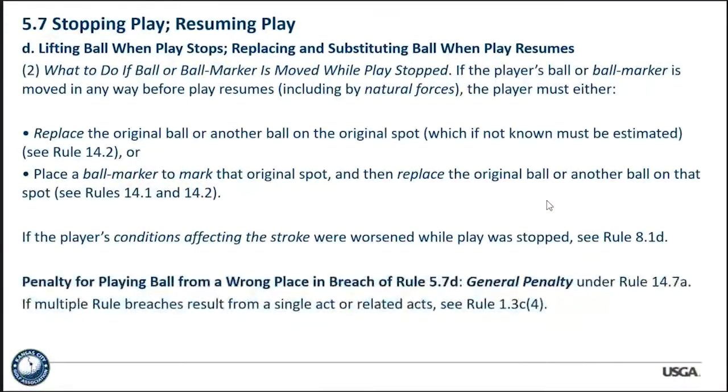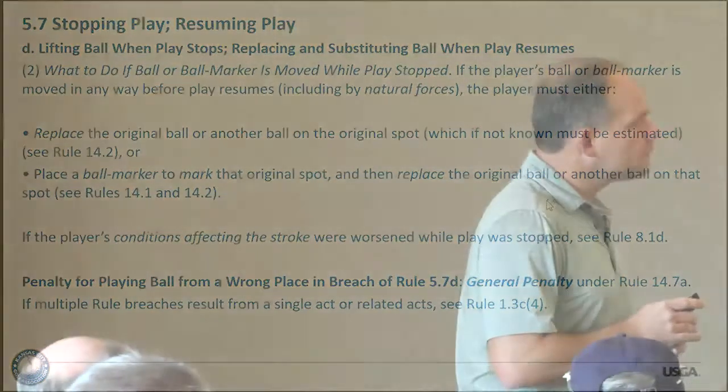Playing a ball from a wrong place is a breach of Rule 5.7d. So if we don't put the ball back in the right place, we're going to get penalized if we're not using our best judgment, which we talked about in Rule 1 last week. Okay. Any other questions before we get into this one for you?